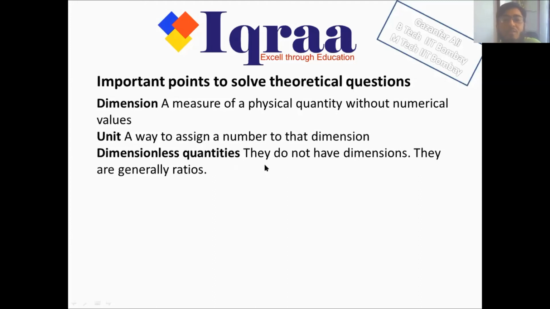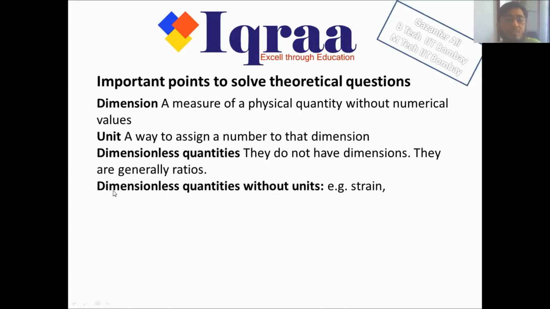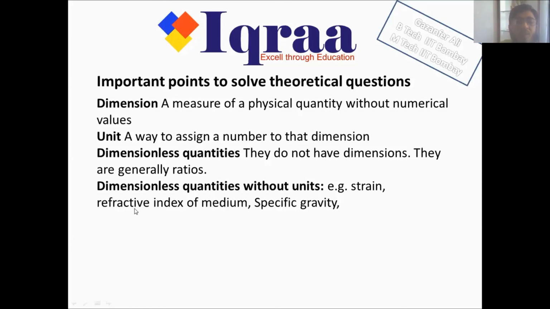Now, dimensionless quantities do not have any dimensions. There are many physical quantities which are dimensionless, and they are basically the ratios between two same physical quantities. So we have dimensionless quantities without units, and dimensionless quantities with units. Some examples of dimensionless quantities without units are strain and refractive index of the medium. Strain is basically the ratio of two lengths.